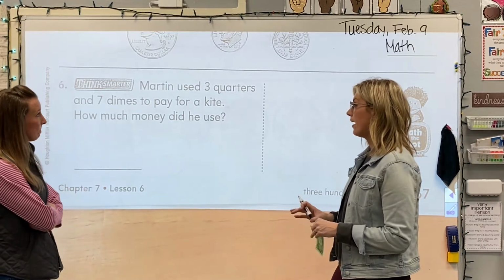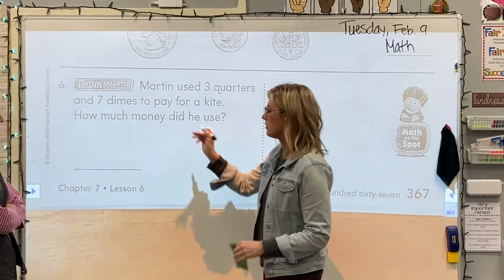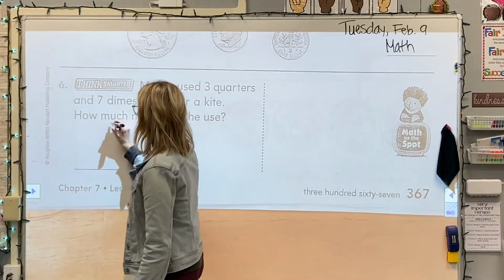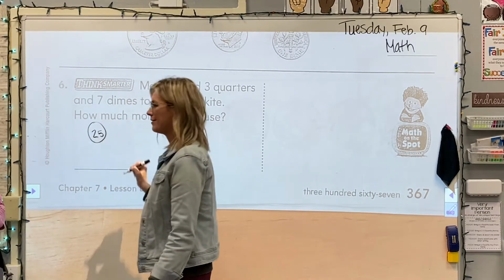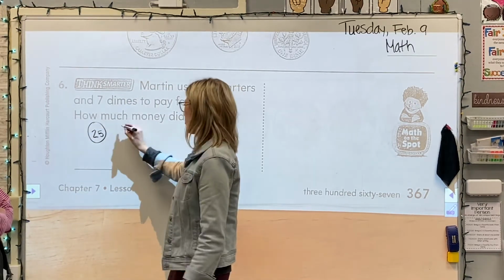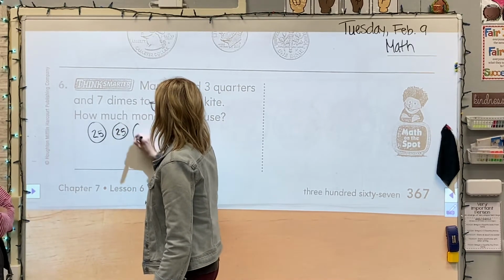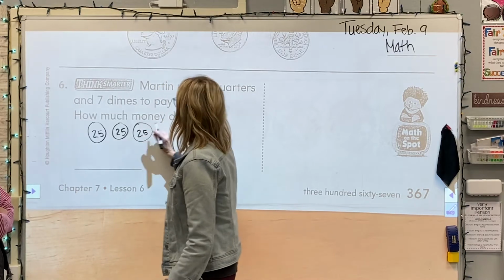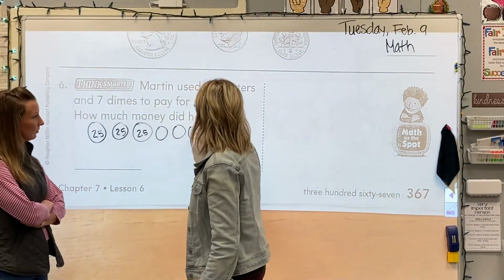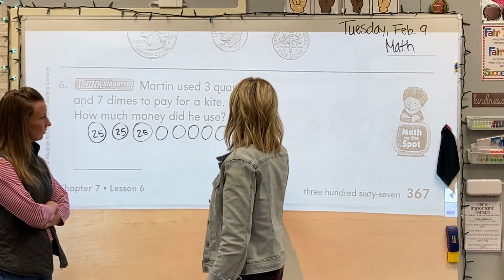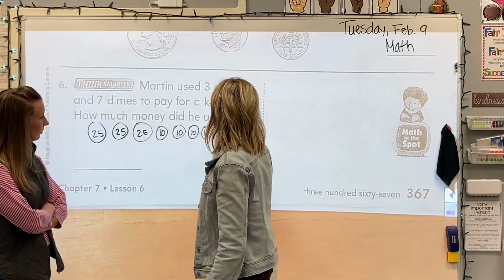Ooh, okay. I feel like we should draw some pictures to help us out first. Quarters are bigger than dimes, so I am going to draw. When I draw, I like to just put the value inside. It's better than a Q for me. So 25, another quarter, and then we have 7 dimes. 1, 2, 3, 4, 5, 6, 7, and they're all worth 10 cents.